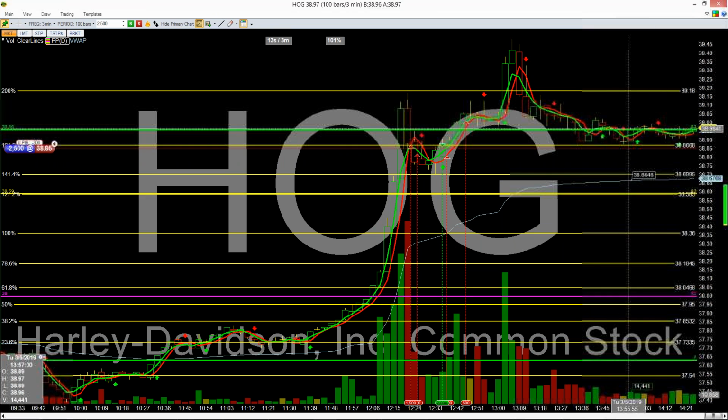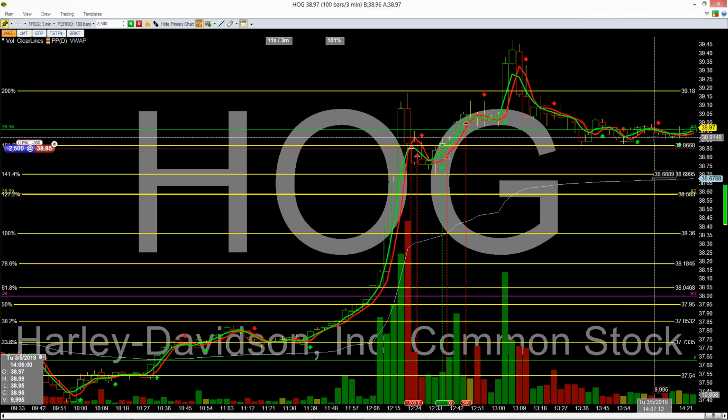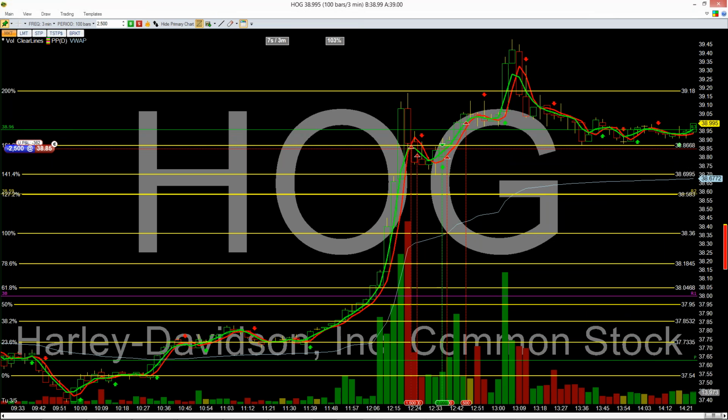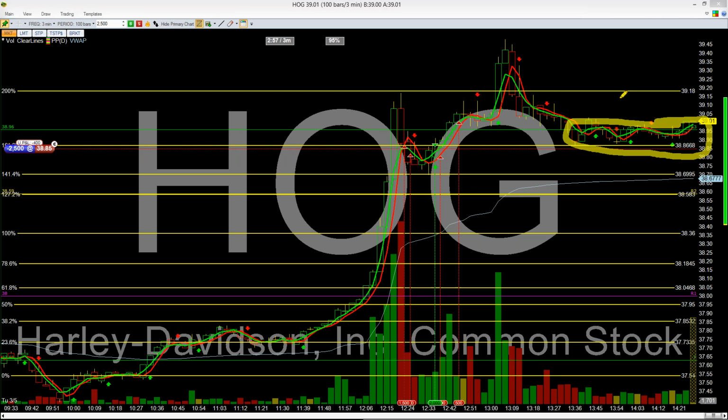We've been in this little R3/1618. This is why it hasn't rolled over or broken down, because it's stuck in this muck. I mean, it actually ran up earlier and then came back down. And then we went into this range between the pivot point and the fib level.